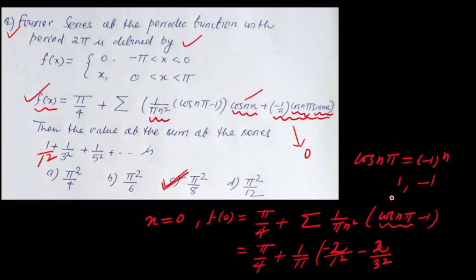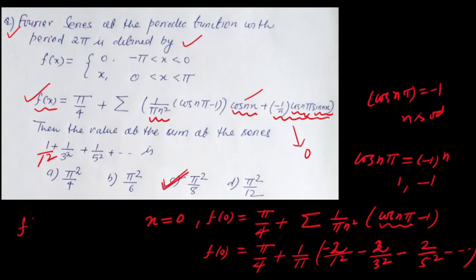I repeat, cos n pi is equal to minus 1 when n is odd. So this value will become minus 2 for all odd n. The only thing that I will change is the denominator here, that is n square. So the next value will be minus 2 by 5 square and so on. So this is the expression I am getting, and this is the value of f of 0. Now the question is, how do you calculate the value of f of 0?